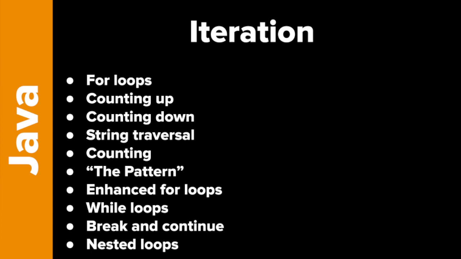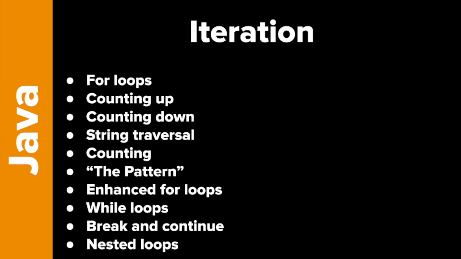We looked briefly at enhanced for loops. We'll come back to those in a later unit. And then we also looked at while loops. While loops can be converted to for loops. For loops can be converted to while loops. Usually it's just a personal preference. There's some cases where a while loop makes more sense. But for the AP, you don't really run into that too often.